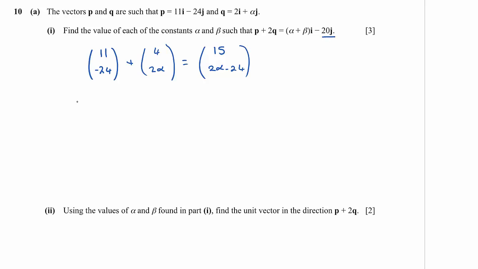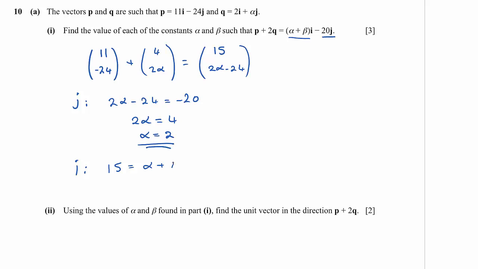So comparing the j components, we can see that 2 alpha minus 24 is negative 20, giving us that 2 alpha is equal to 4, and therefore alpha is equal to 2. And if we look at the i components, we get 15 is equal to alpha plus beta, and if alpha is 2, that means that beta must be 13.